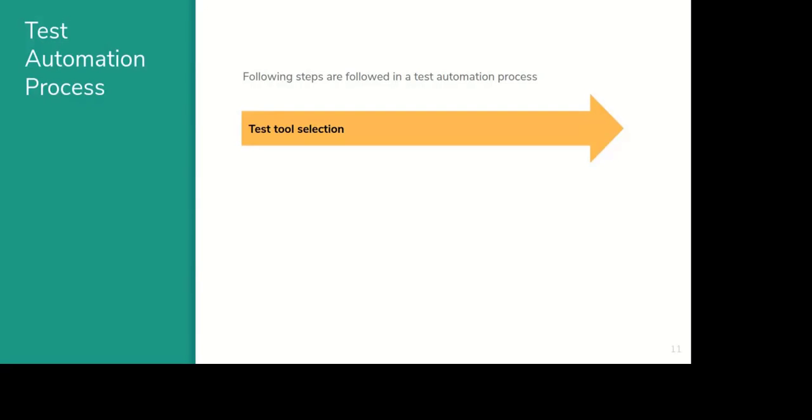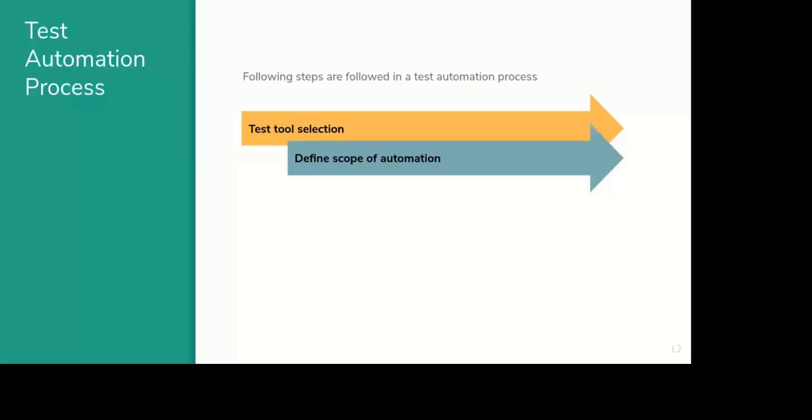And then the next step is defining the scope of the automation. The points that will help determine the scope are common functionalities across applications, features that are important to the business, and the technical feasibility.